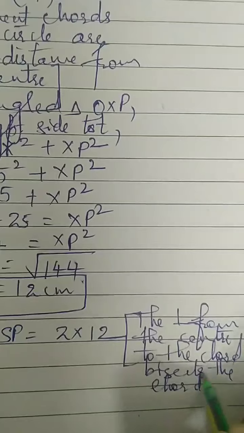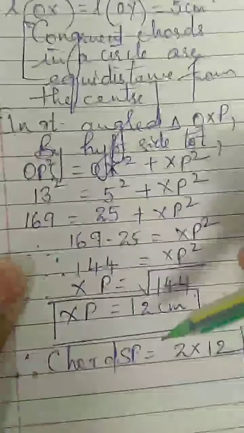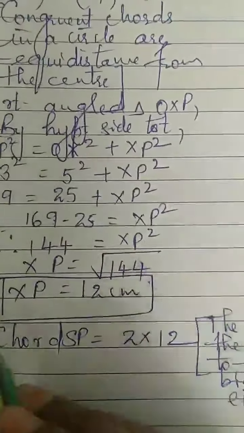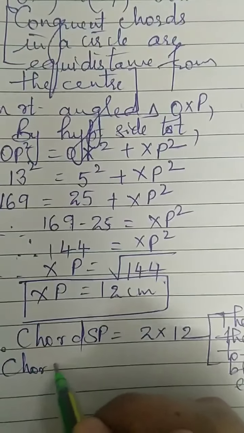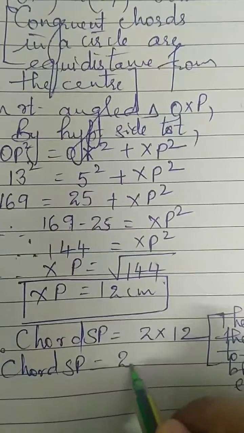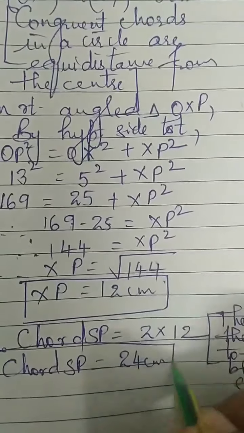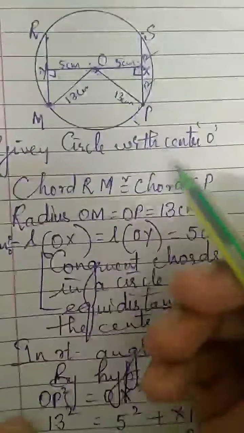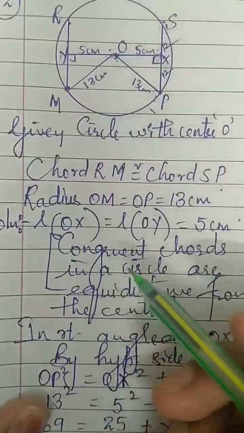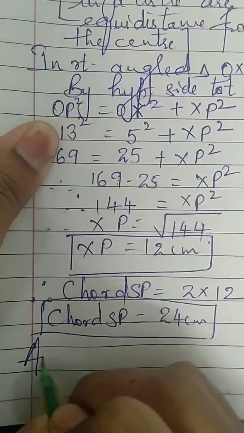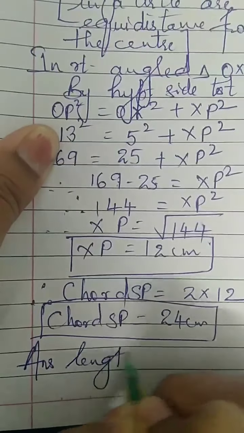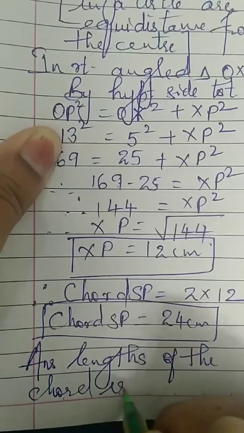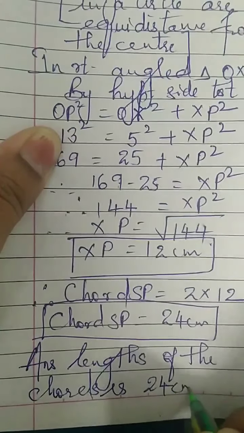See children, I am writing all the reasons for you, solving the whole sum. I want you to solve the sums, write the correct steps and get your marks. And it is so easy, this chapter, no? So chord SP will be 2 into 12, 24 centimeter. If chord SP is 24, then chord RM will also be 24 because it is given that the chords are congruent. Okay, so write the final answer. They are asking, find the length of the chords. Length of the chords is 24 centimeter.